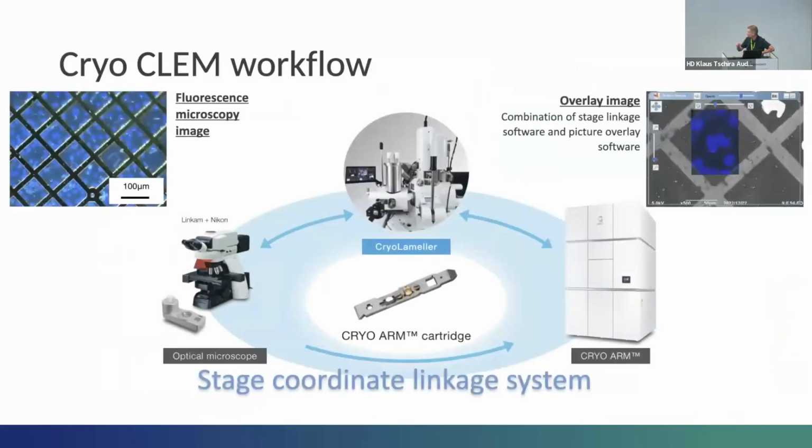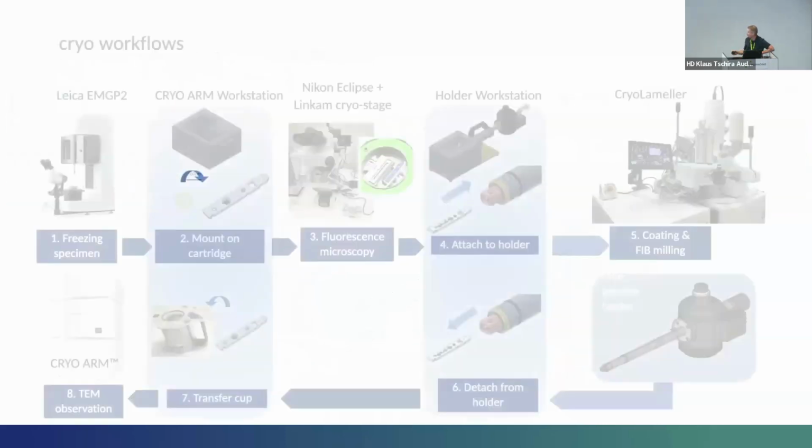And this entire workflow is supported by JEOL software. They have a stage coordinate linking system, which links the optical microscope to the FIB, to the cryo arm, all based around the cryo arm cartridge. So essentially you can transfer your coordinate patterns all the way through this workflow. There are a number of other compatibilities available if you don't wish to use the Linkum system. I tend to use this just using an overlay image approach in our facility. We haven't actually used that particularly much.